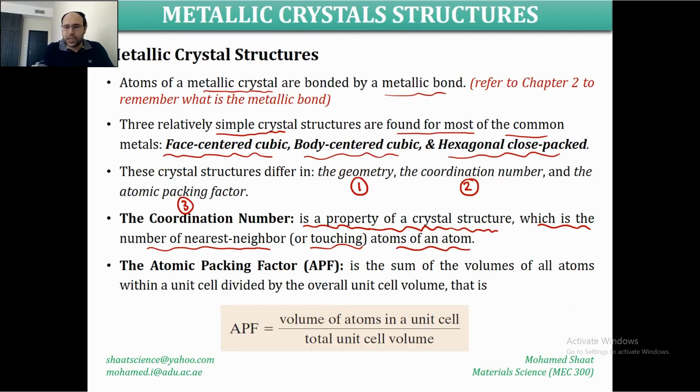Whatever it is, FCC, BCC, or HCP, or any other crystal structure. Make sense? So that's why the focus here, when we study these geometry, the coordination number, and the atomic packing factor, these three quantities, when we try to study them for these three crystal structures, we're going to consider a unit cell. We're going to assume a unit cell of each one of these crystal structures, and we're going to study the geometry, the coordination number, and the atomic packing factor.